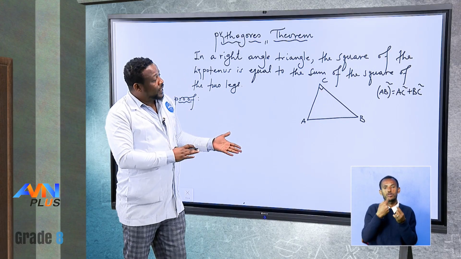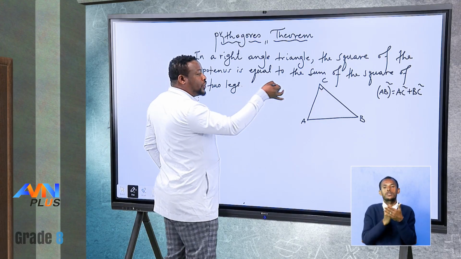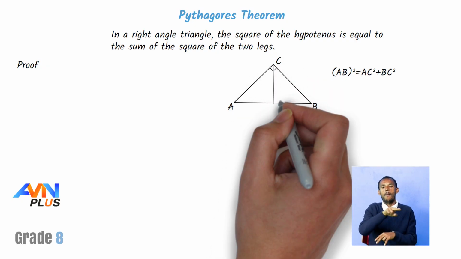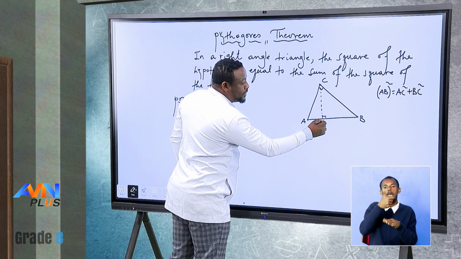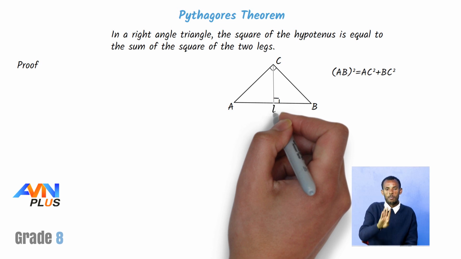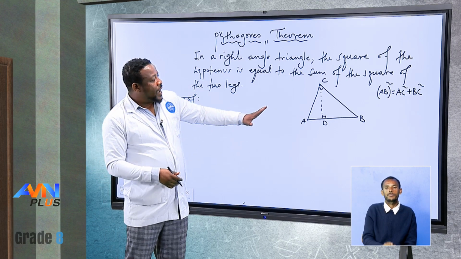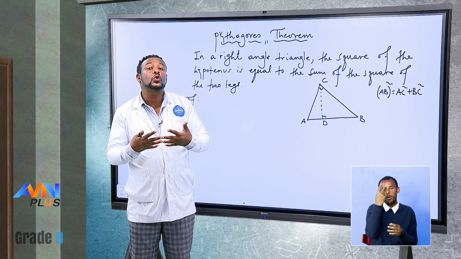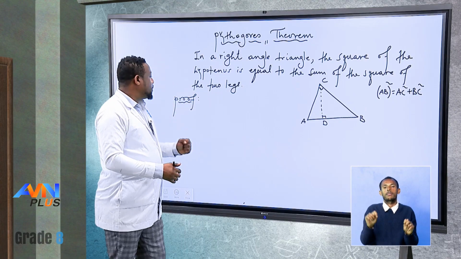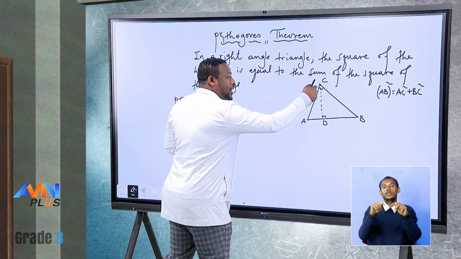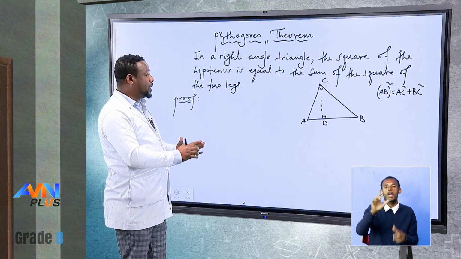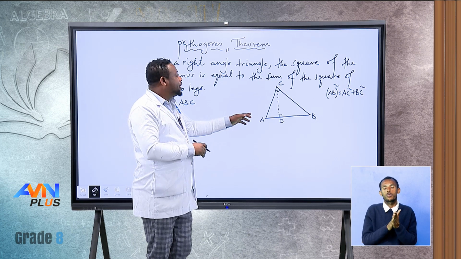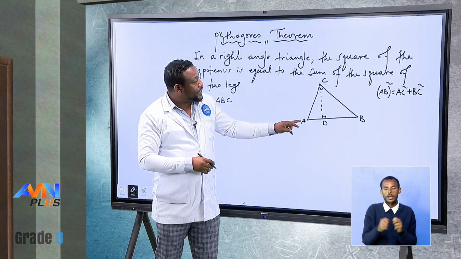Okay, to prove this, I will construct an altitude drawn from the 90 degree to the hypotenuse. Say this altitude cuts AB, the hypotenuse, at some point D. So in this sketch, we can observe two similar triangles. Consider triangle ABC, the bigger triangle, which is a right angle triangle. I need you to compare this triangle ABC with ACD.